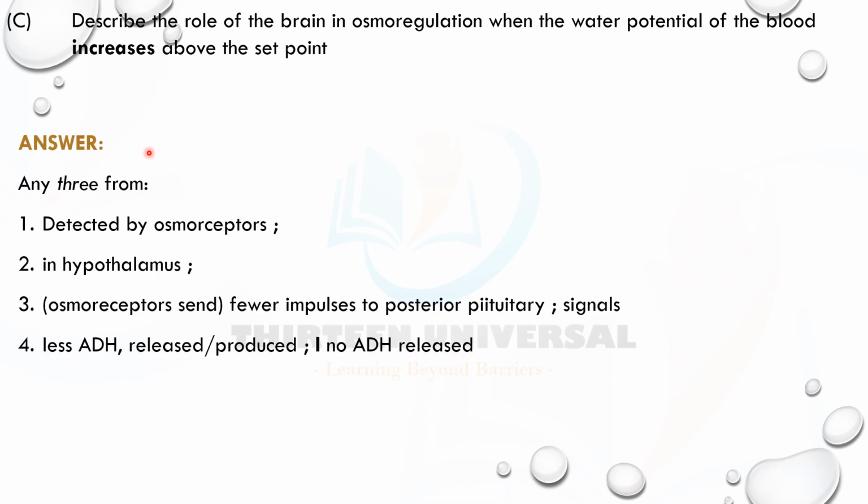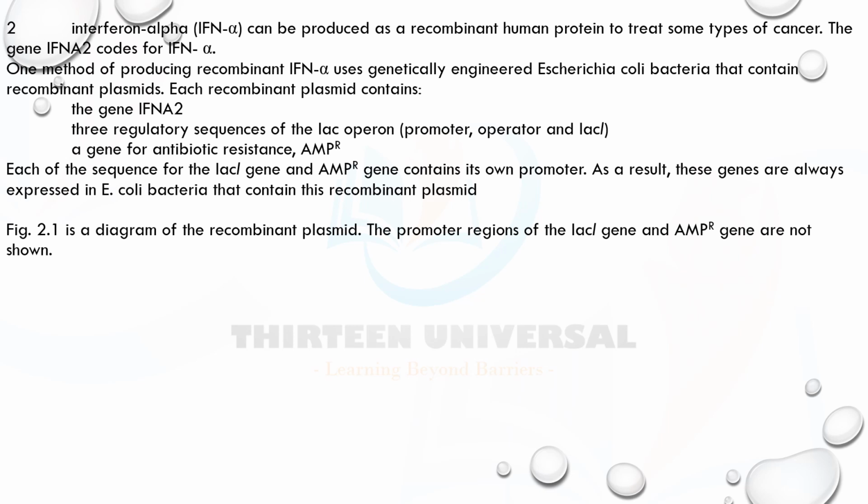Look at it. First of all, it's detected by the osmoreceptors. They are all found in the brain, in the hypothalamus. The osmoreceptors then send fewer impulses to the posterior pituitary gland. So there is less ADH release into the blood. All right, 3 marks. Now look at this question.